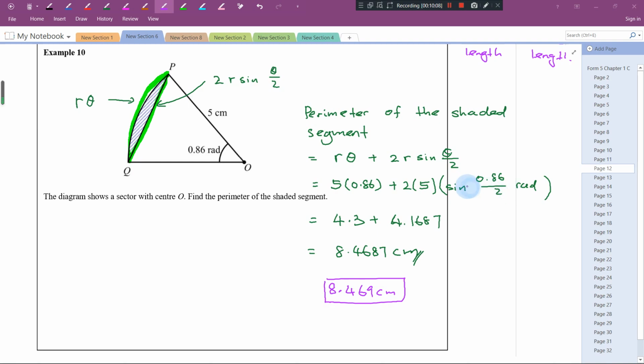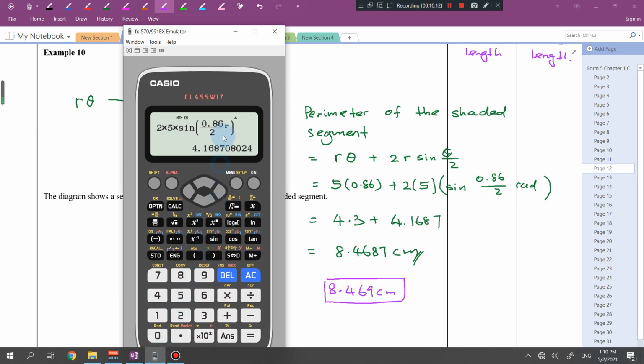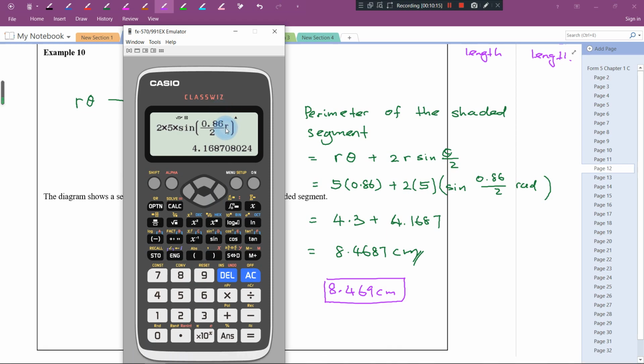So just be more careful when you do not convert it to degree. Remember, when you key in your calculator, remember to key in the radian here, so that your calculator knows that this angle is in radian, not in degree.